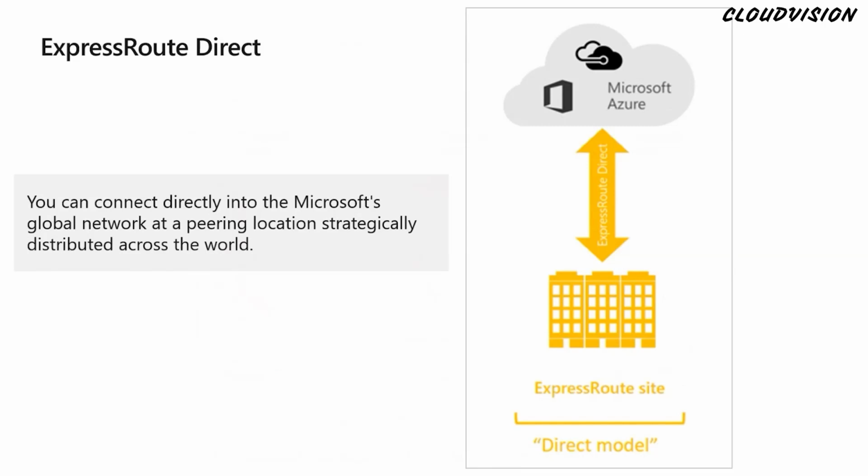We do have one more model that is called the direct model. In this direct model, that means there are no ISPs in between. You are connecting directly to the Microsoft Global Network peering location, which is distributed across the world. That is called the direct model. Overall, 4 models are there. 3 models are possible with the help of ISPs, and this model is called the direct model.